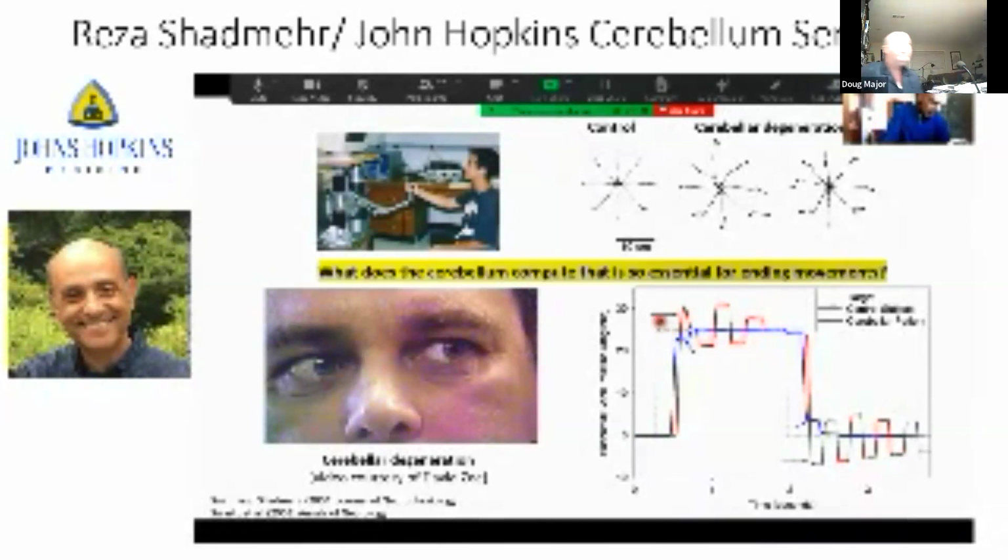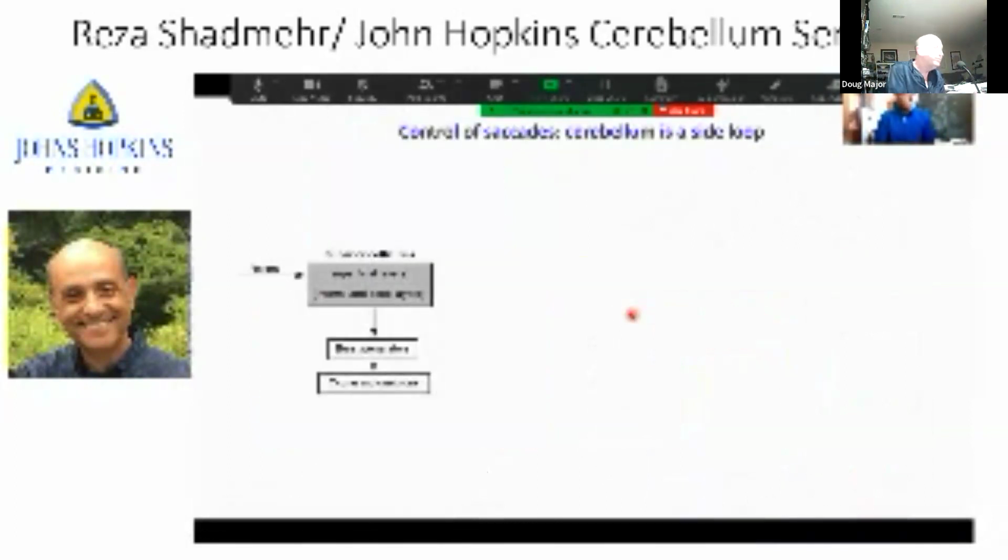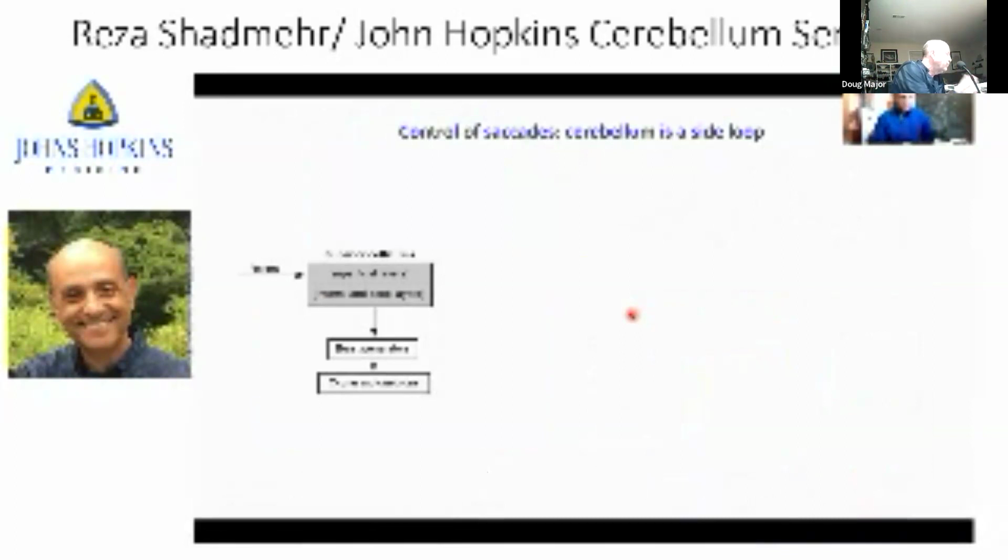And so it raises the fundamental question. So why does this happen? What is the cerebellum computing that's so essential for ending movements like you see in saccades? Now, to work along this direction, I need to give you a little bit of background about the neurophysiology of this simple movement, this elementary movement, this saccade.